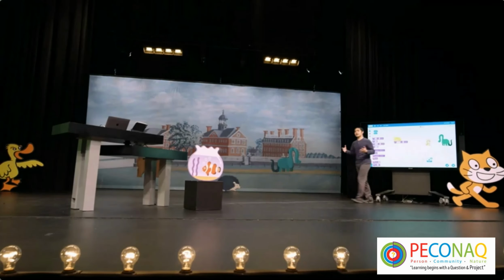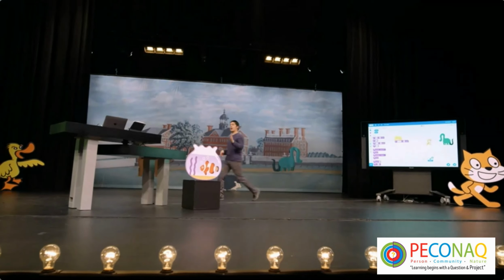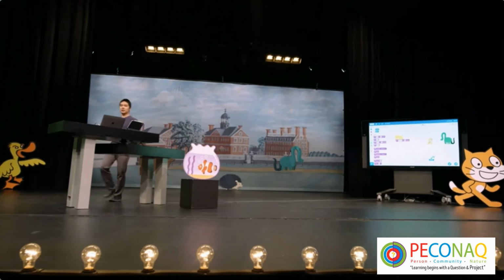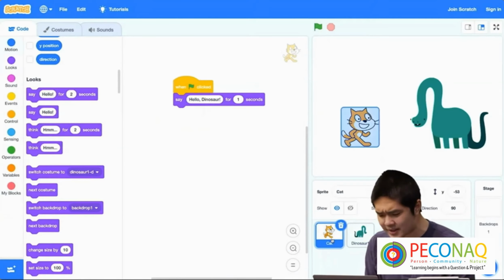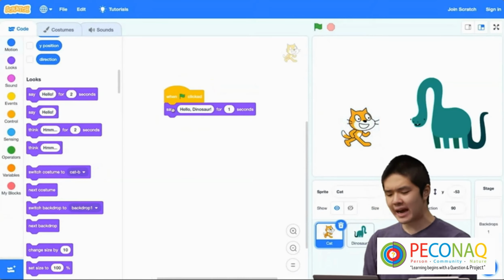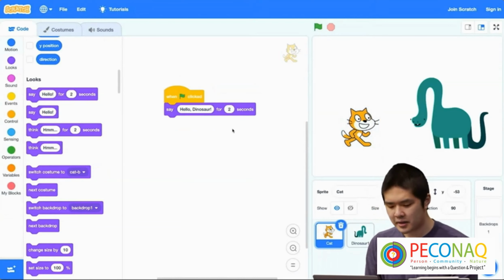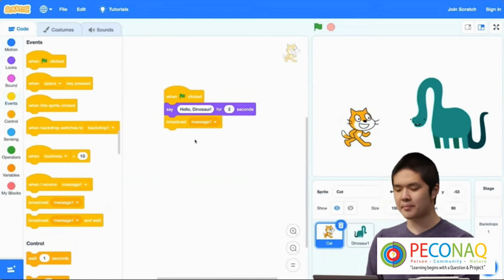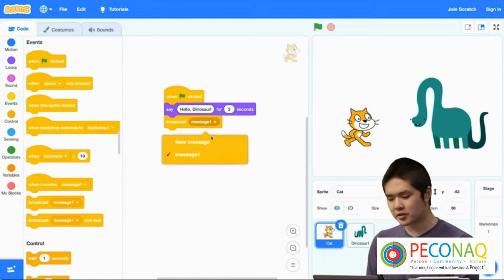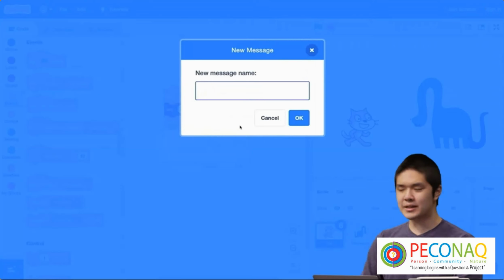So what would that look like? How could we broadcast a message from the cat to the dinosaur so that the dinosaur knows it's time to greet the cat? Let's go back to the cat. After the cat says hello dinosaur for, let's go back to 2 seconds, then under events, I'm going to use this broadcast block to broadcast a message. I'm going to choose a new message from the dropdown, and I can just name this message.